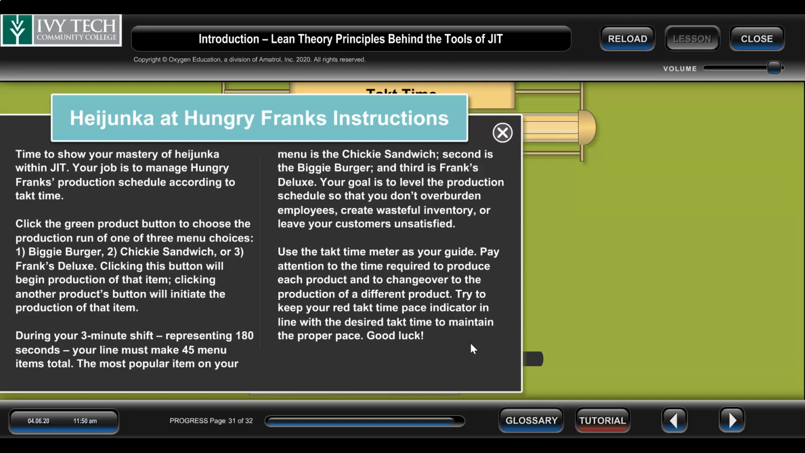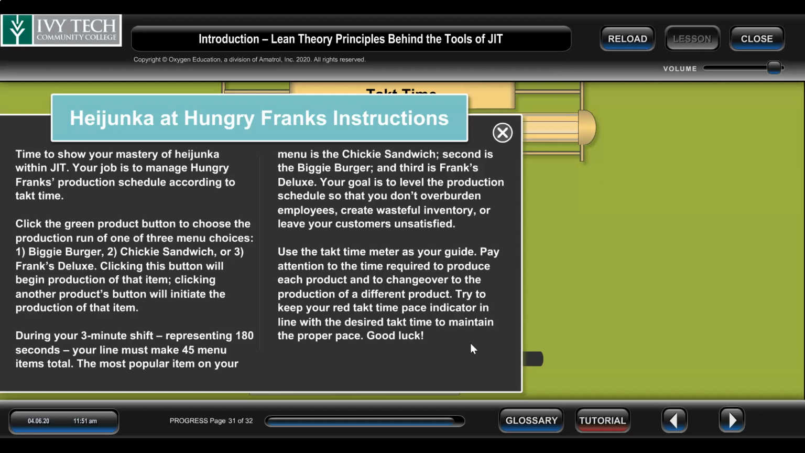Click the green product button to choose the production run of one of 3 menu choices. 1. Biggie Burger, 2. Chicky Sandwich, or 3. Frank's Deluxe. Clicking this button will begin production of that item. Clicking another product's button will indicate the production of that item. During your 3-minute shift, representing 180 seconds, your line must make 45 menu items total.